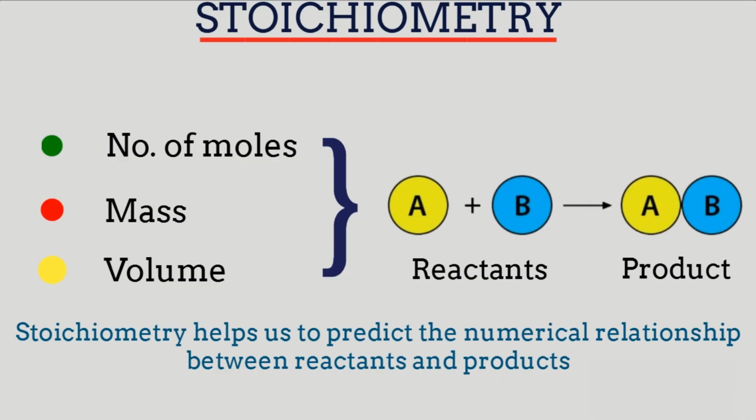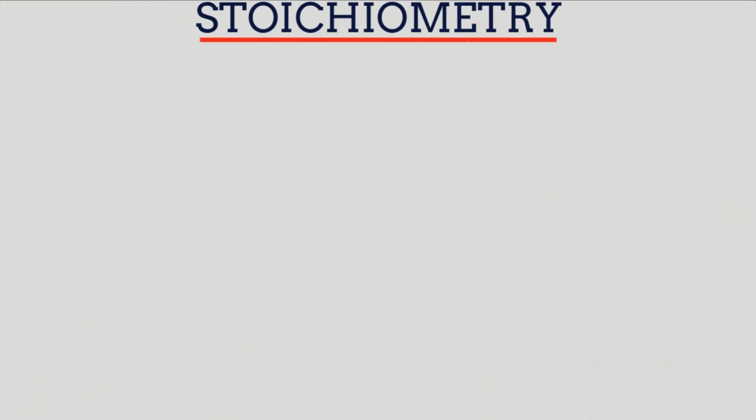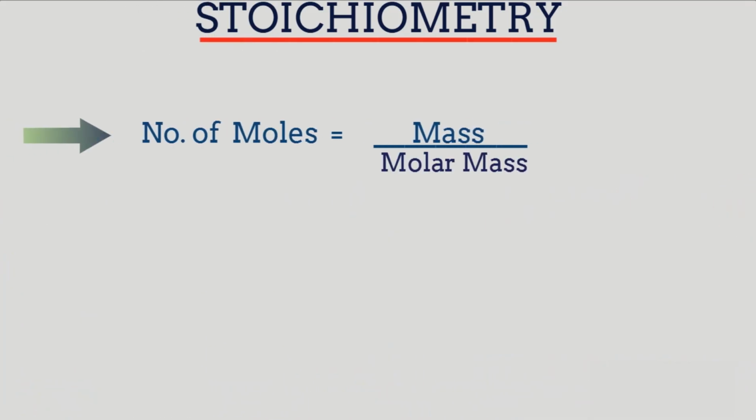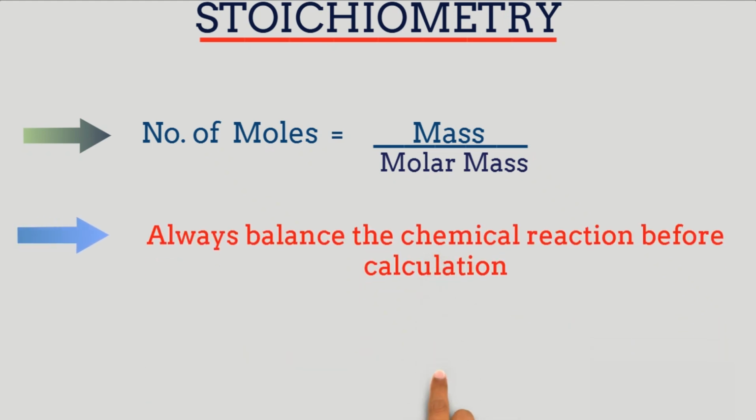Let's take a couple of practice problems. But before that, I need you to have these two things in mind. Firstly, the number of moles is equal to mass over molar mass. And then secondly, always balance the chemical reaction before calculation. We are going to need them pretty soon in this video.